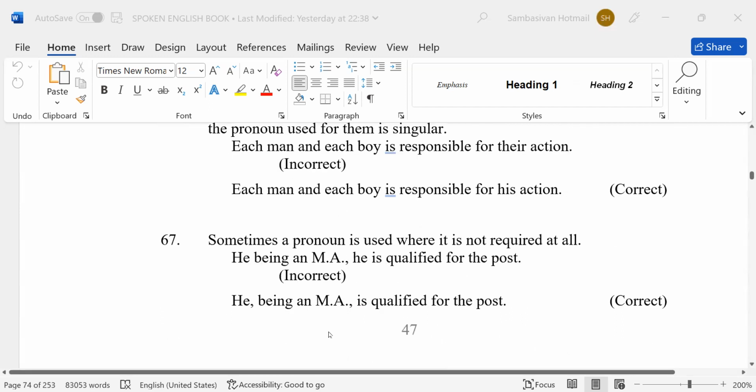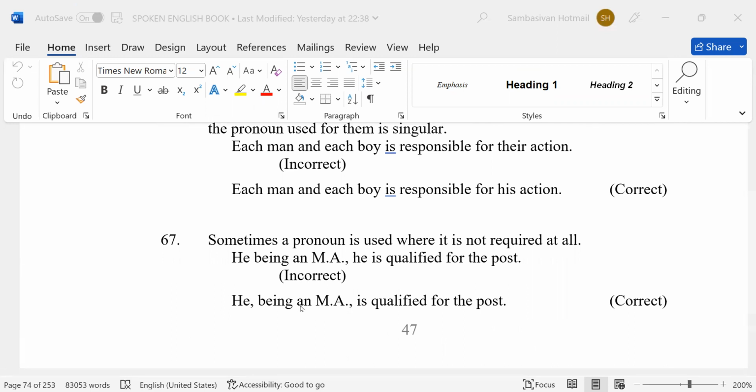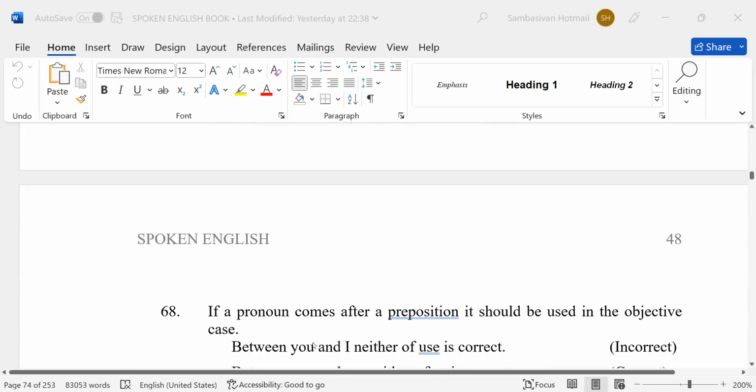Yes. 67. Sometimes a pronoun is used where it is not required at all. He being an MA is qualified for the post. Incorrect. He is not required. Yes. Being an MA, he is qualified for the post.